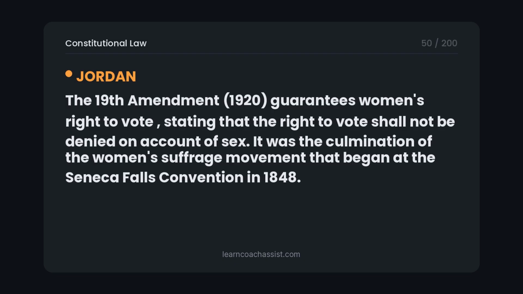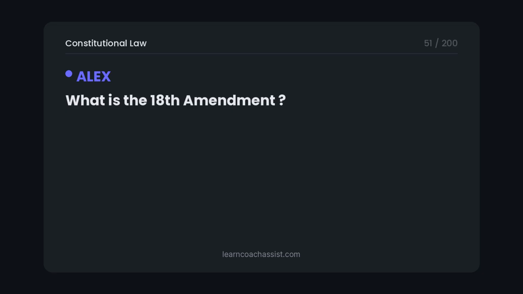What is the 19th Amendment? The 19th Amendment, 1920, guarantees women's right to vote, stating that the right to vote shall not be denied on account of sex. It was the culmination of the women's suffrage movement that began at the Seneca Falls Convention in 1848.